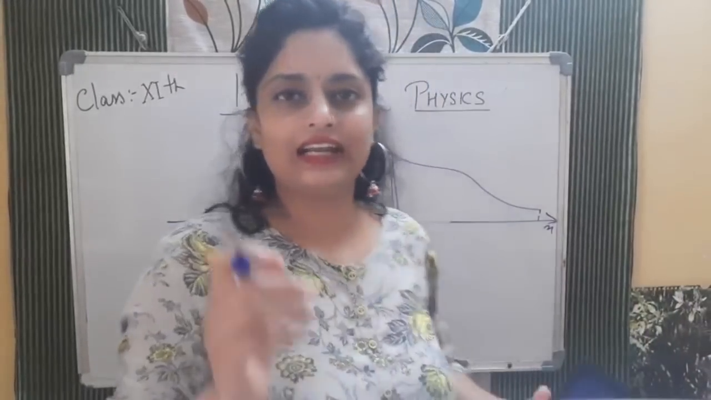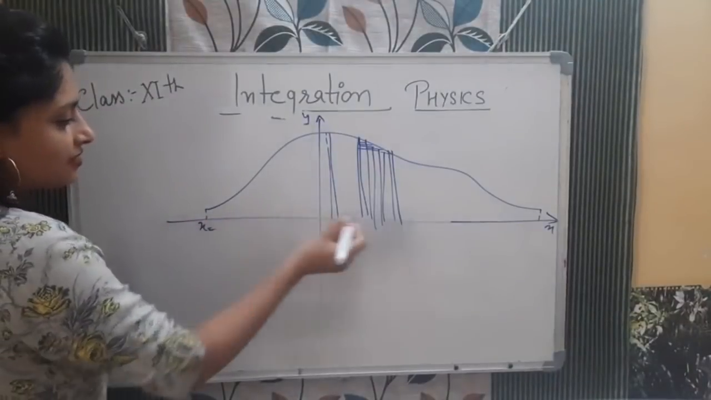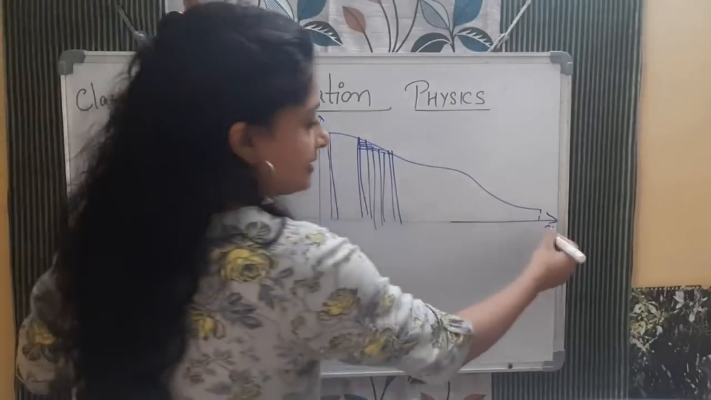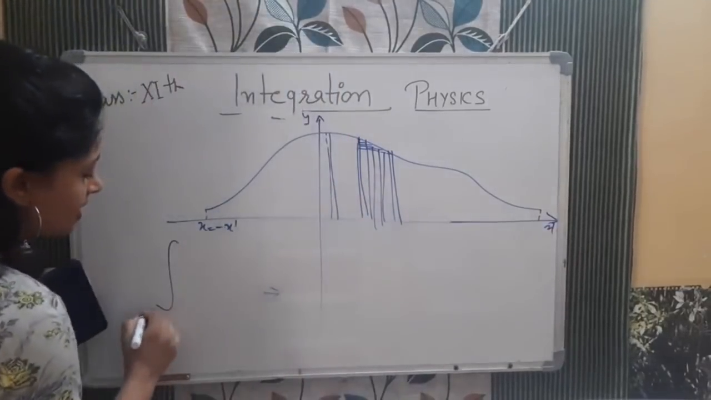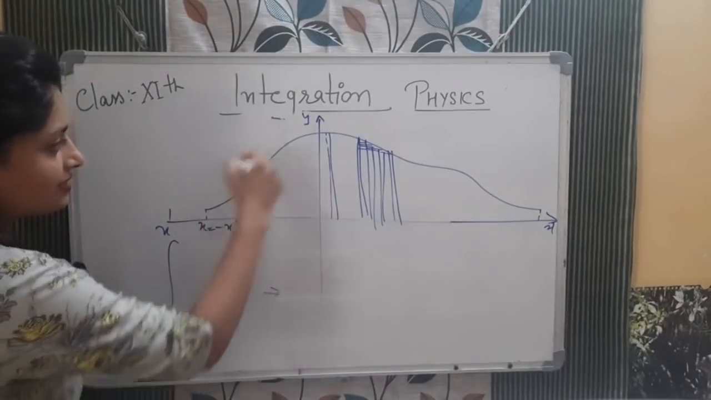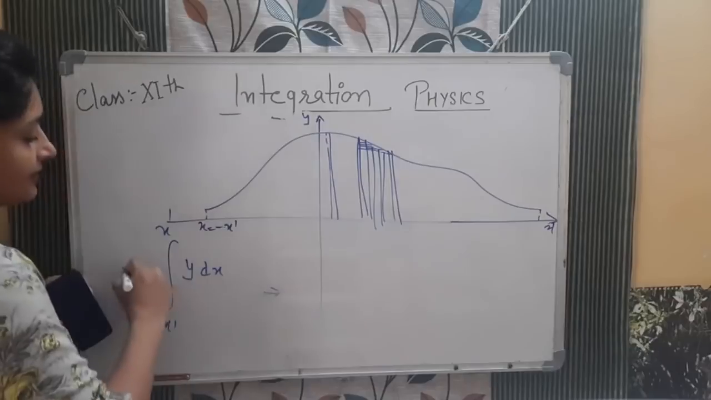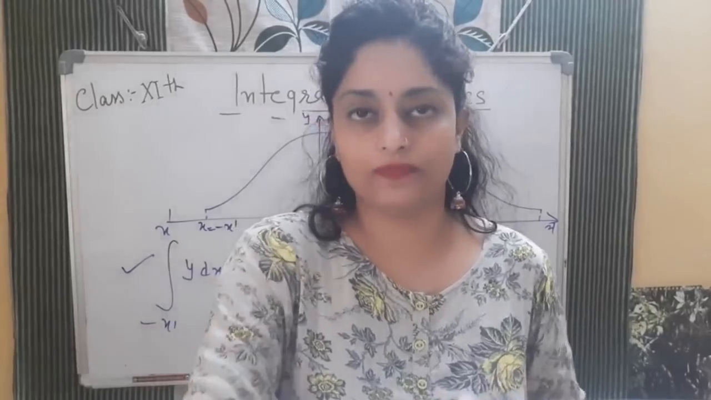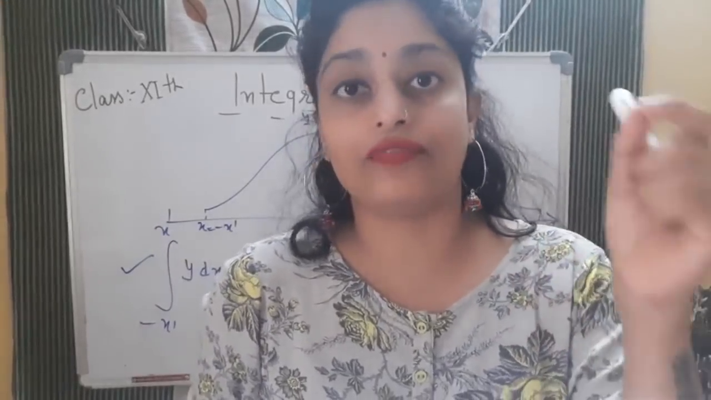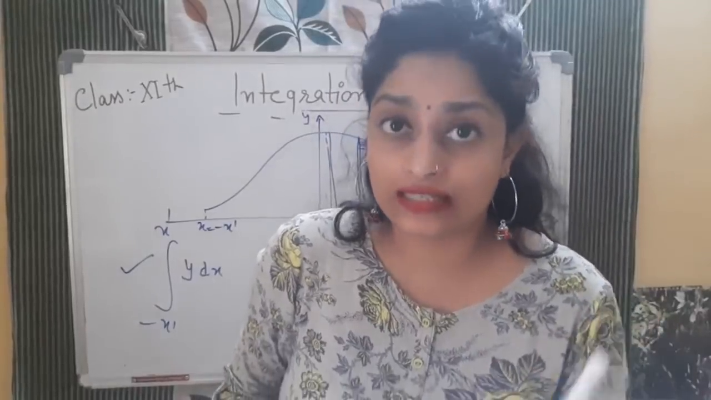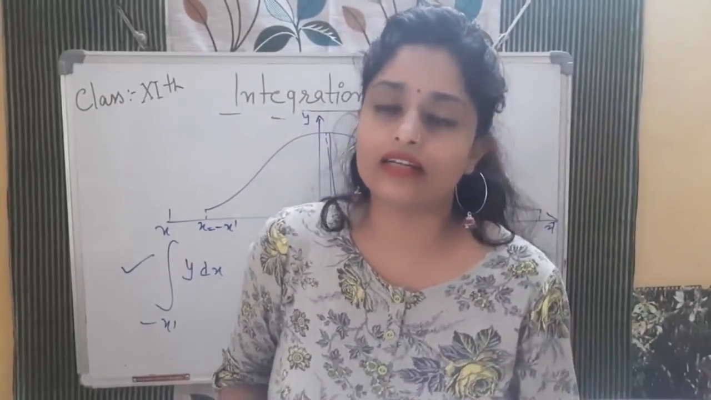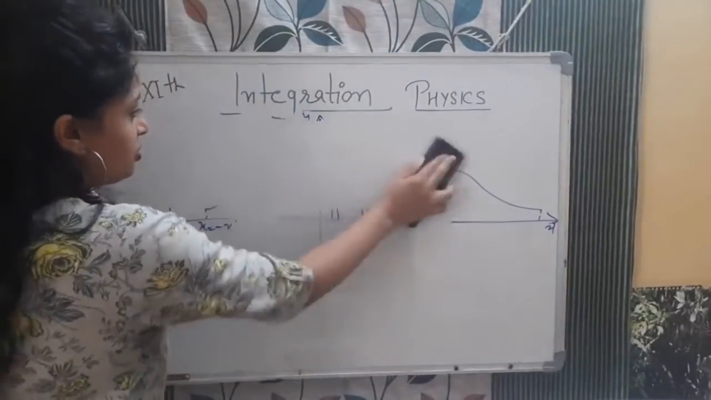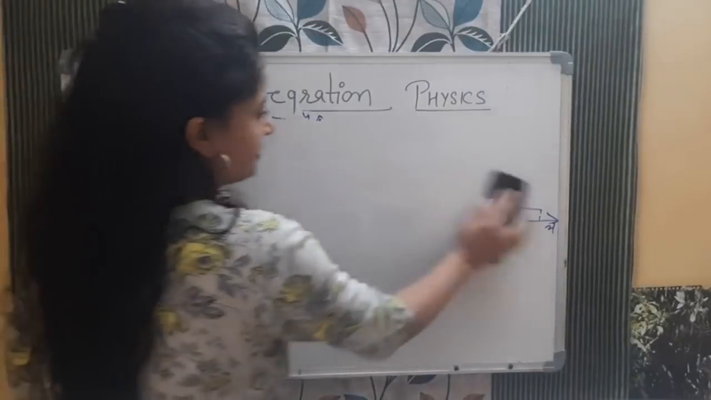You can simply integrate from the initial value. For example, x is equal to minus x dash, because this side is negative, and this side it is plus x dash. So we integrate from minus x dash to plus x dash, and what are we integrating? y with respect to x. So this area under the curve we can find with the help of integration. The slope of the y versus x graph, dy by dx, was differentiation. In the same way, the area under the curve in the y versus x graph we represent with integration. So this was the graphical representation of integration, and we also did the graphical representation of differentiation.